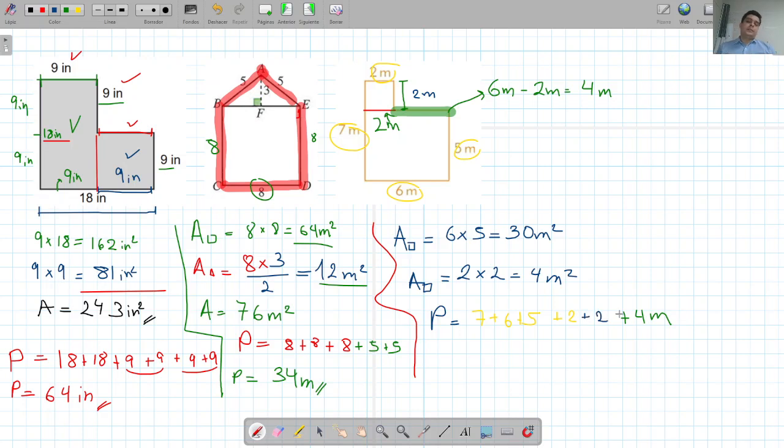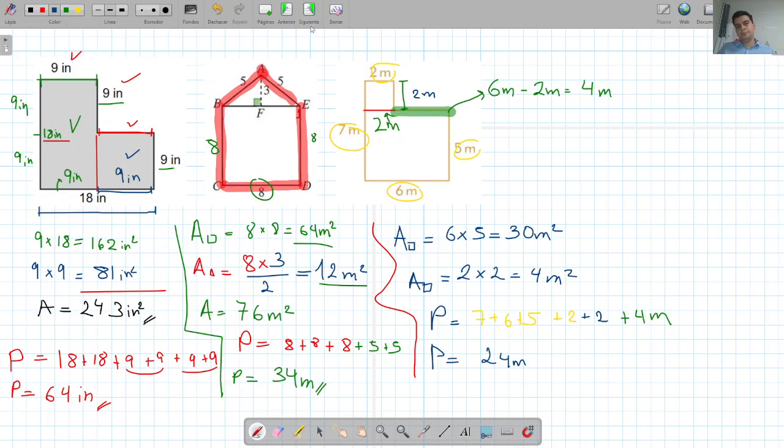So to say it again, we got 7, this is the first 7, plus 6, plus 5, plus the 2 meters here, plus the other 2 meters that go down, plus the 4 meters that we just found. So the perimeter is going to be 7 plus 6, 13, plus 5 is 18... 7 plus 6 plus 6 plus 5 plus 5 plus 2 plus 2 plus 4 is 24 meters.